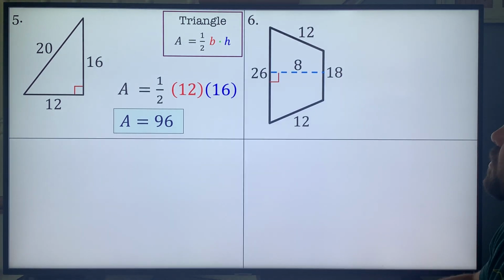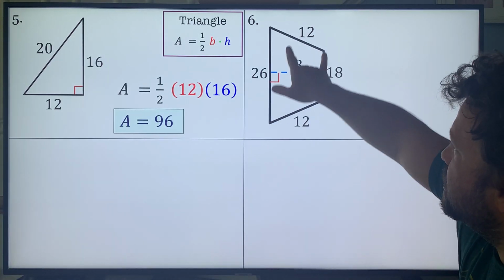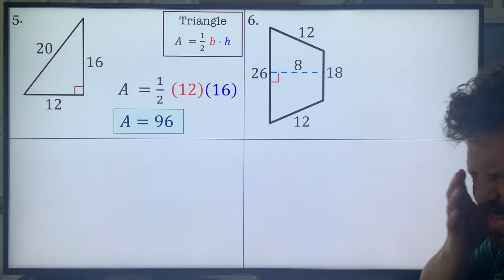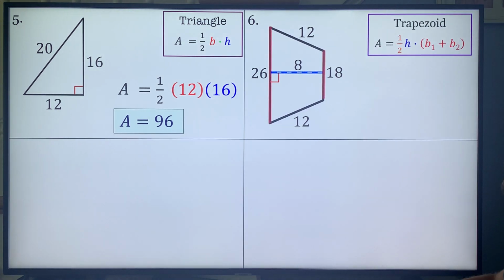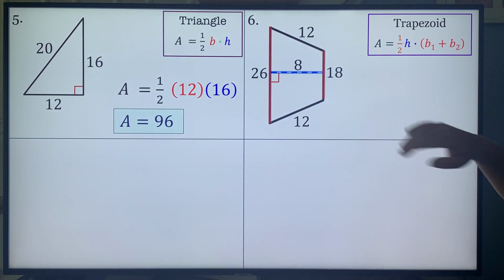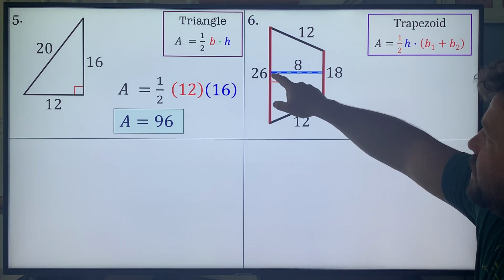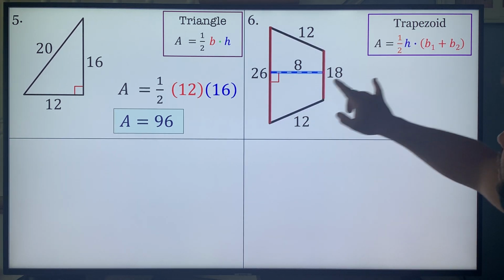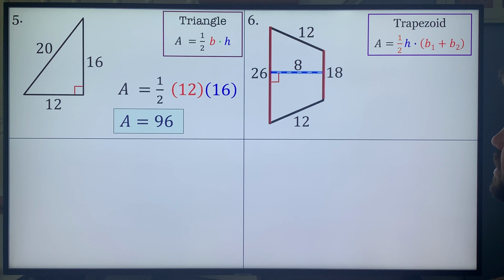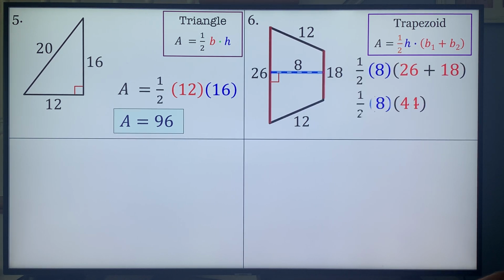All right, next one. Two parallel sides and two legs that are congruent. That is an isosceles trapezoid. Area of any trapezoid is 1/2 height, which I have highlighted here as 8, and then you add the two bases. The bases are indeed the parallel sides. So 1/2 of 8 times 18 plus 26. Half of 8 times 44, because you have to add these together first. Half of 8 is 4. 4 times 44 is 176.